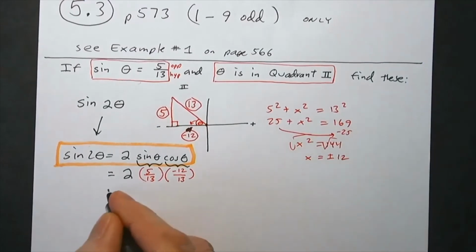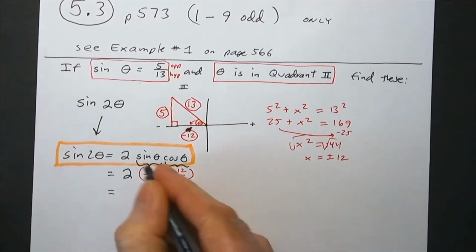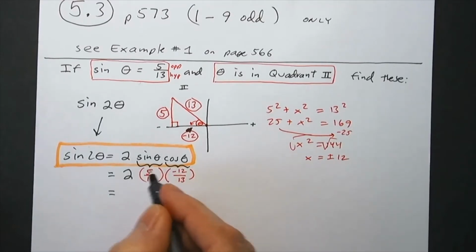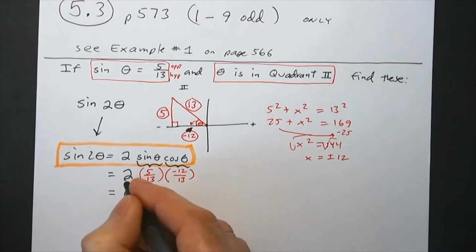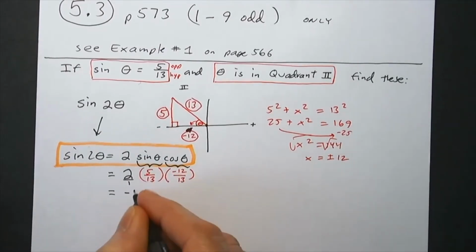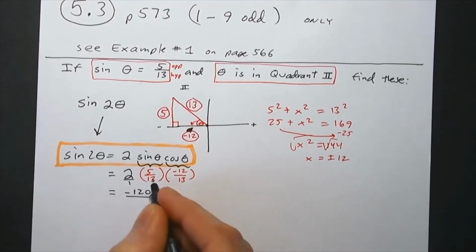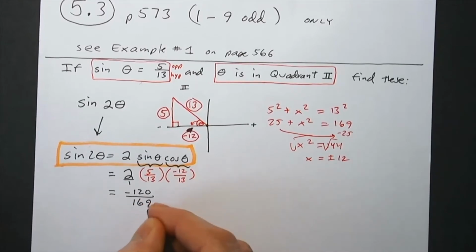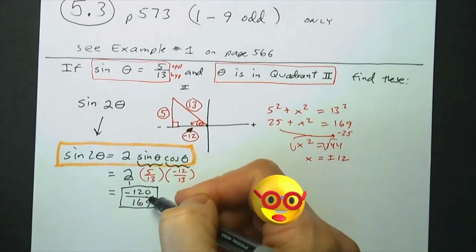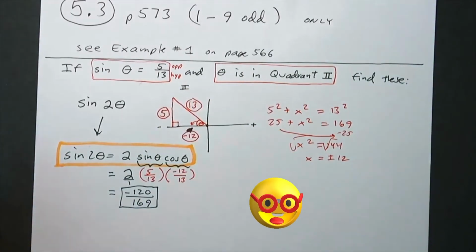Now, all you do is just multiply these fractions out. Can't cancel. So I'm just going to go 2 times 5 times negative 12. Remember, the 2 is the top. You can pretend there's a 1 on the bottom. 10 times that, negative 120. 13 times 13 is 169. And this is your answer. So you can see it's not this doubled. It's completely different.